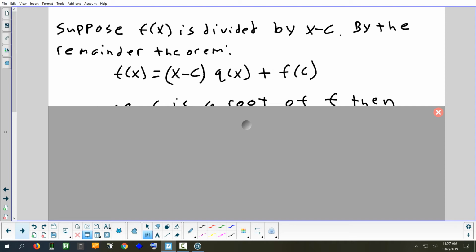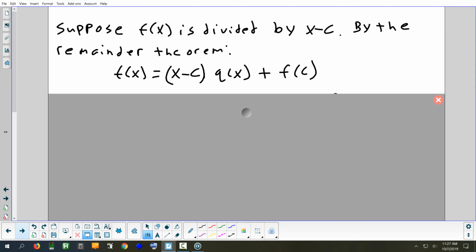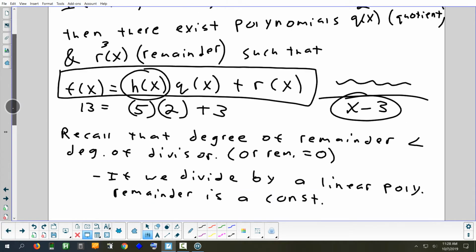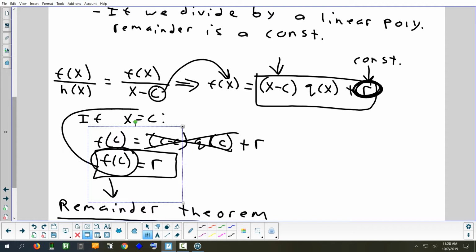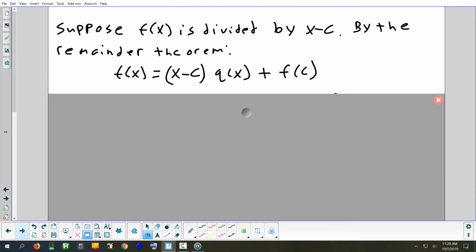All right, so let's look at this. So if f of x is divided by x minus c, then this is basically the formula I just gave you right here. Except now we have a formula for the remainder. We know r equals f of c. So I basically just substituted that in right there. And that's why it'll say x minus c q of x plus f of c. Okay, just remember, f of c is just a fancy way of saying remainder. That's all that part is.